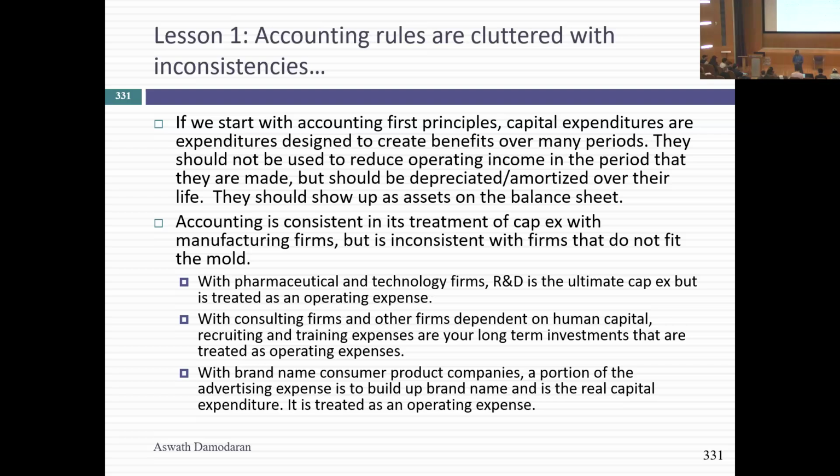So when I capitalize R&D, I know this is a throwback to the first quiz. I'm going to ask you some questions about what it's going to change. First, does it change earnings when I capitalize R&D? What is the effect on earnings?